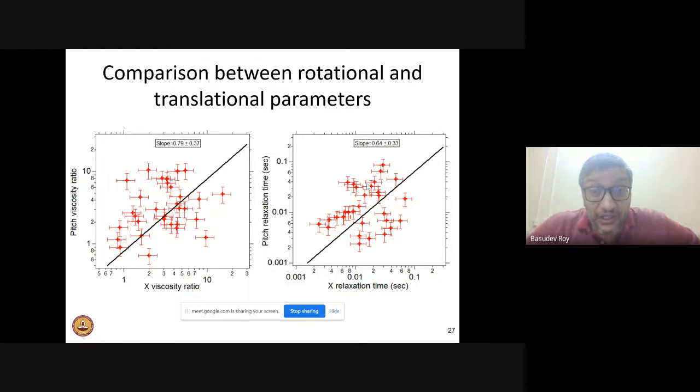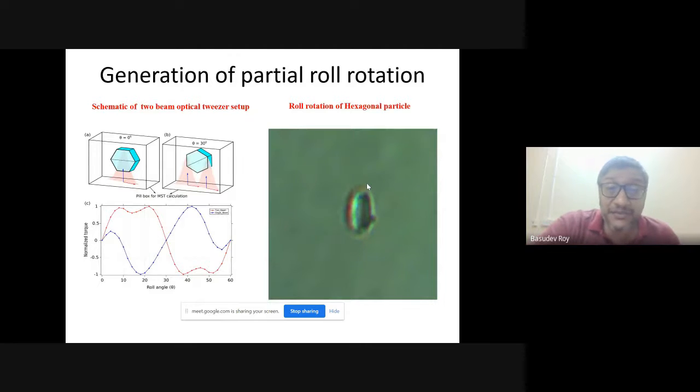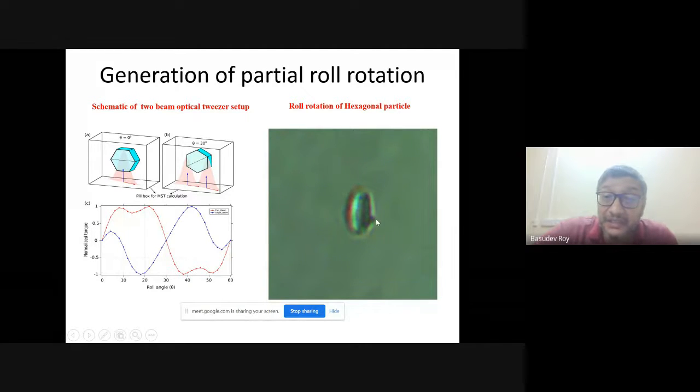Okay, so going on. I also have the roll detection, the roll rotation. I have another strategy for detecting the roll motion. You can see this is an upconverting particle which has a speck of some other particle on top. I have two beams in one case and one beam in the other case. So I just turn off the other beam periodically. And you can see it is turning in the roll sense. It's partial roll rotation.